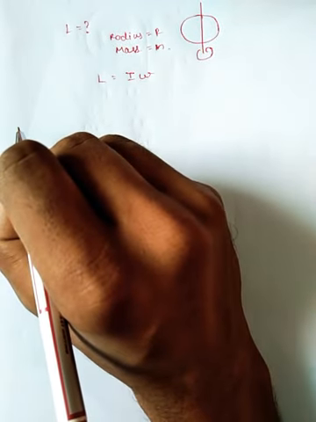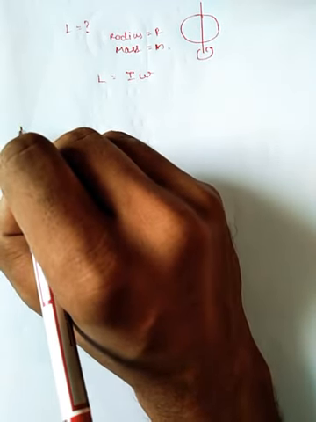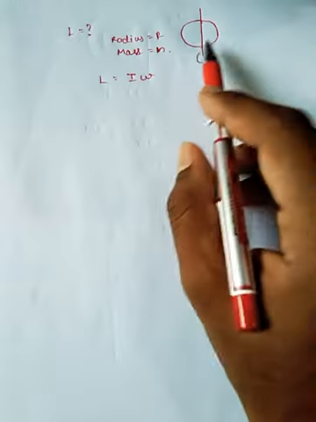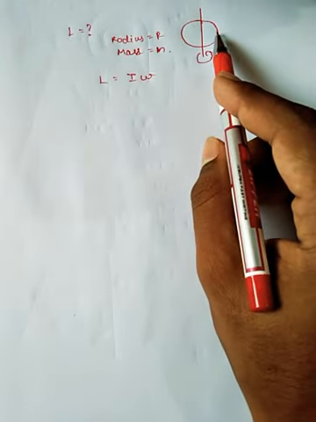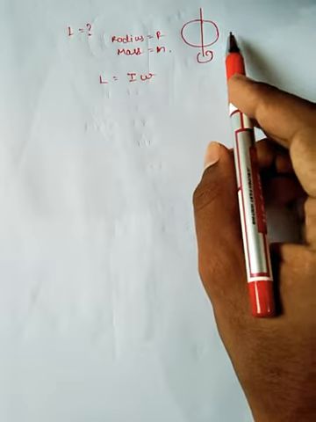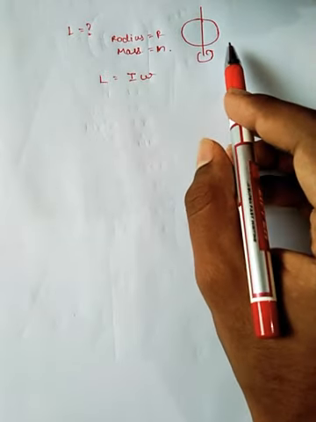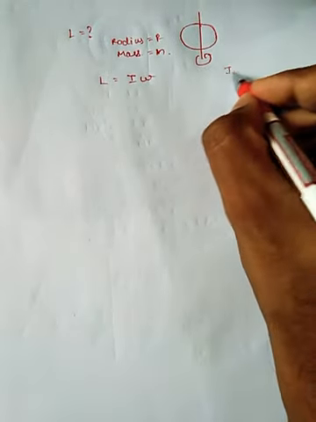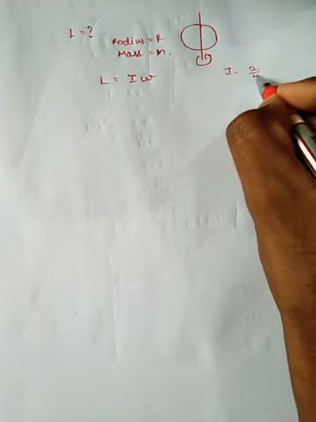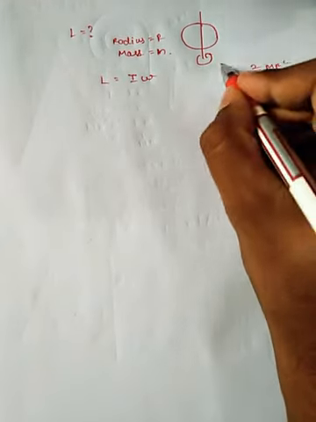In the first video I discussed inertia for different rigid bodies. Suppose this body is a sphere. We already know that the inertia for a sphere about its axis is 2 by 5 m r square. Don't forget these formulas. These formulas are very important. Keep revising them, then you'll never forget them.